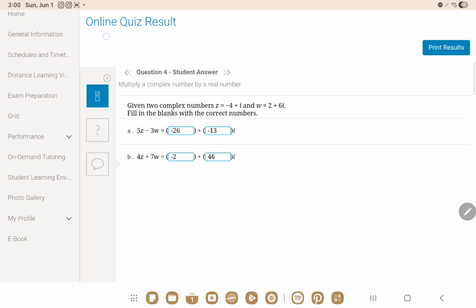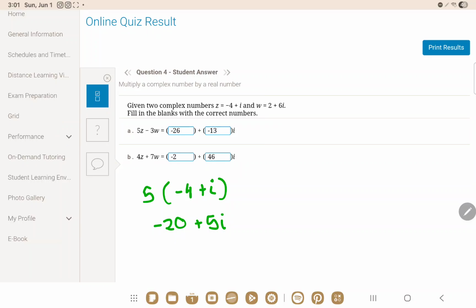Now here you have two complex numbers. Z is negative 4 plus i, and W is 2 plus 6i. Now 5z minus 3w. How do you do 5z? 5 times negative 4 plus i, which is negative 20 plus 5i.